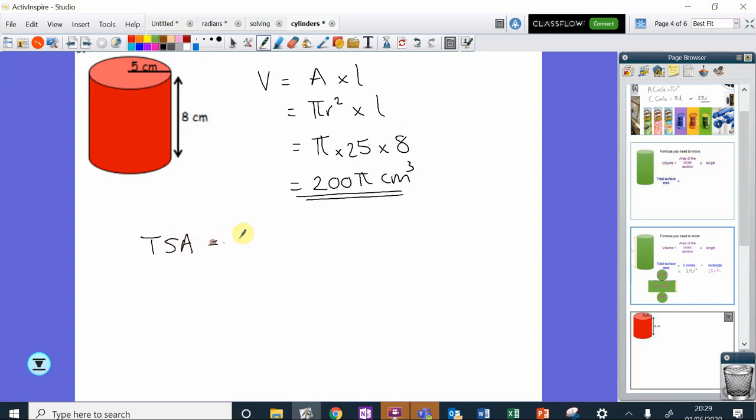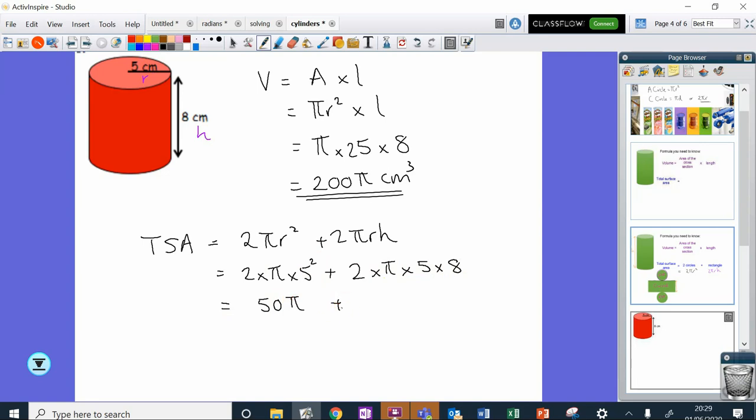Total surface area. Write the formula. It's 2 pi r squared plus 2 pi r h. So we've got 2 times pi times 5 squared. I did it this time instead of writing 25. Plus 2 times pi times 5. And now the height, so this is the height, this is the radius, so times 8. So we have 25 times 2, 50 pi, plus 10 times 8, 80 pi, so we have a total of 130 pi centimeters squared.